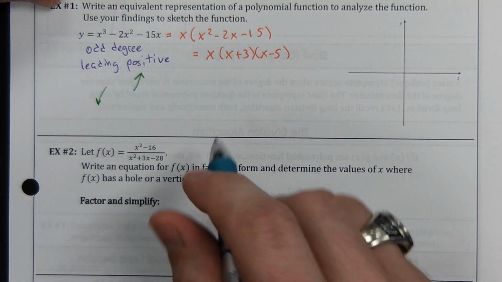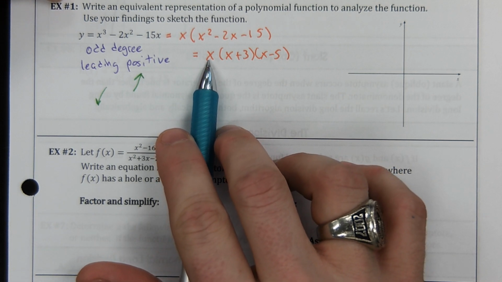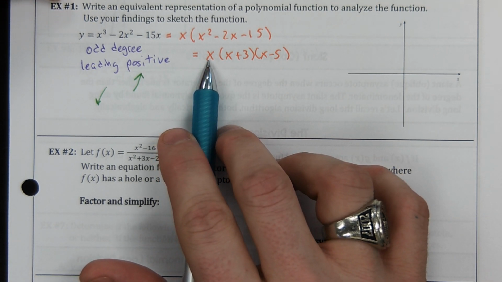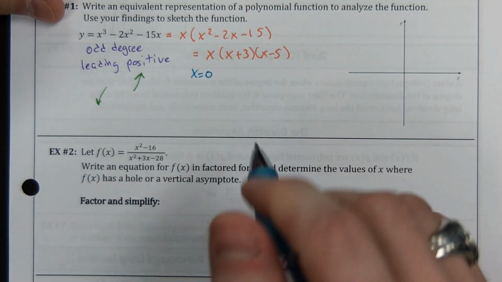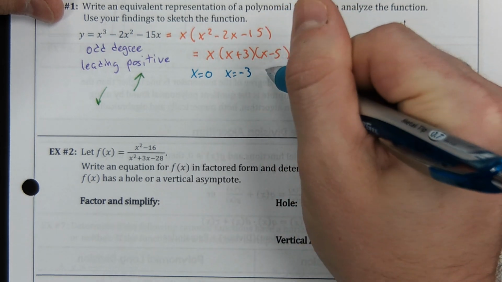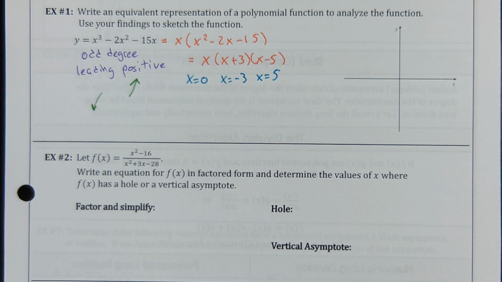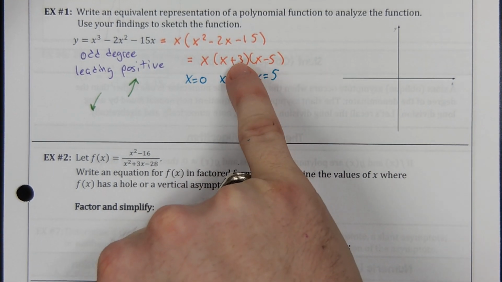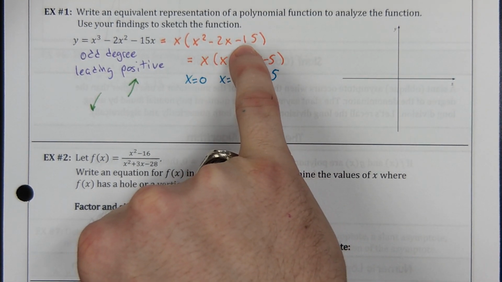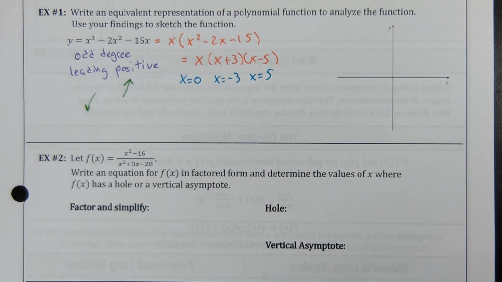Where, though? At this one, what's my solution? 0. Anytime you have an x outside of the parentheses in your factored setup, its solution is automatically 0 every single time. So we have x equals 0, and then it's just what makes the insides equal 0. So negative 3 and positive 5. These two numbers, the 3 and the negative 5, add to negative 2. No, you're not dumb. But anyway, it's whatever makes the inside of the parentheses equal 0. Yeah. We're good.